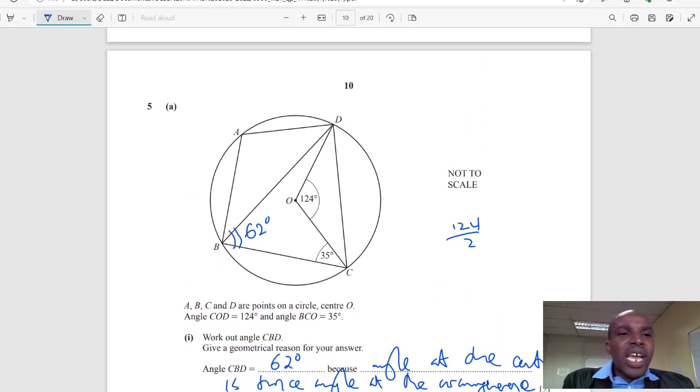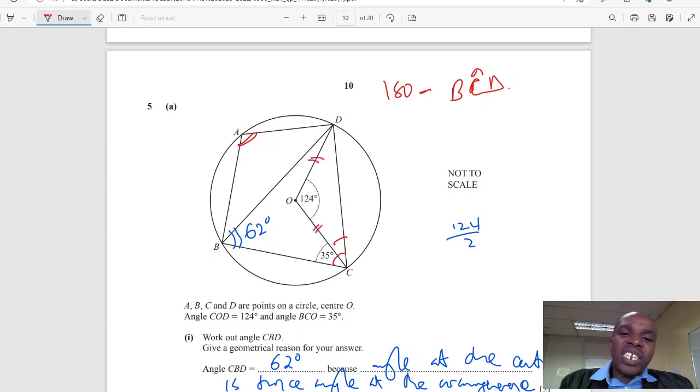BAD. Let me change my ink. BAD is this one. That's the angle that I am looking for. Right? This one, if I can find this angle, that is angle BCD, then it will be 180 minus BCD. Why? Because ABCD is a cyclic quadrilateral, if you can check. All the points touch the circumference of a circle. So it will be this one, 180 minus BCD. Why? Opposite angles of a cyclic quadrilateral add up to 180. So I can find this angle first.